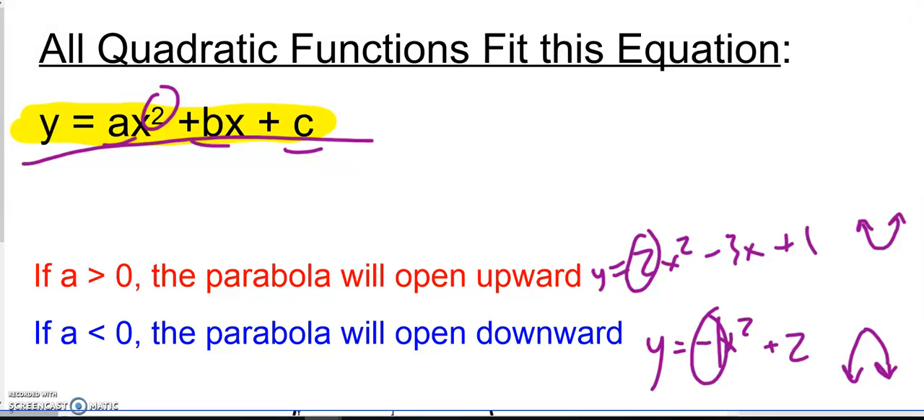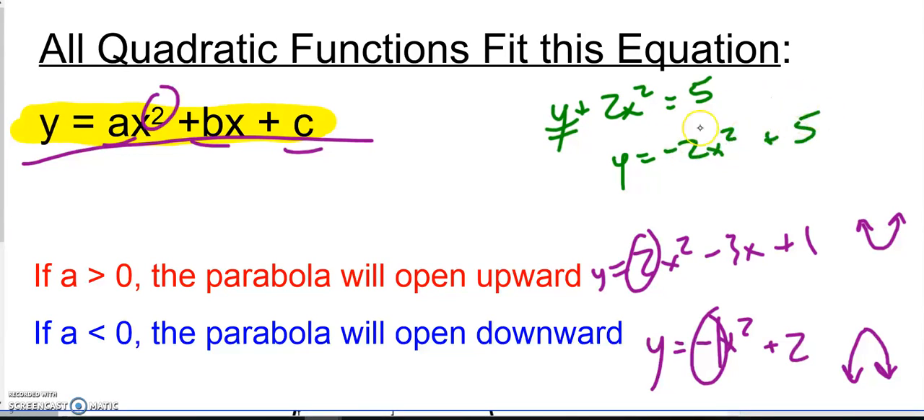The only time you'll need to be careful is if they had something like this. Remember, y needs to be solved for. You have to get your dependent variable all by itself. So y equals, and we'd have to subtract 2x squared over. And now this is negative, so it actually opens downward. Okay, so that's one little thing that can be a little bit tricky.